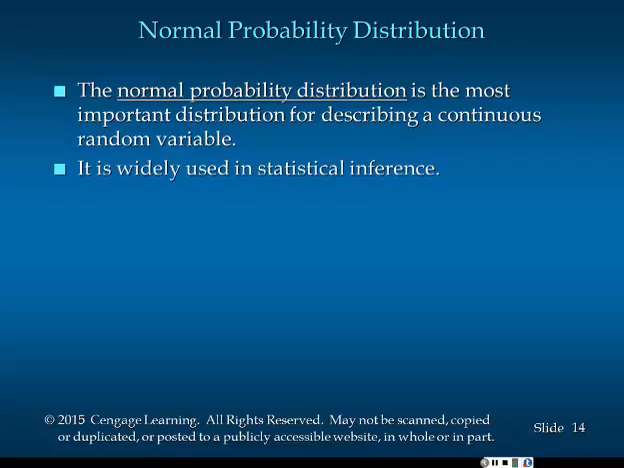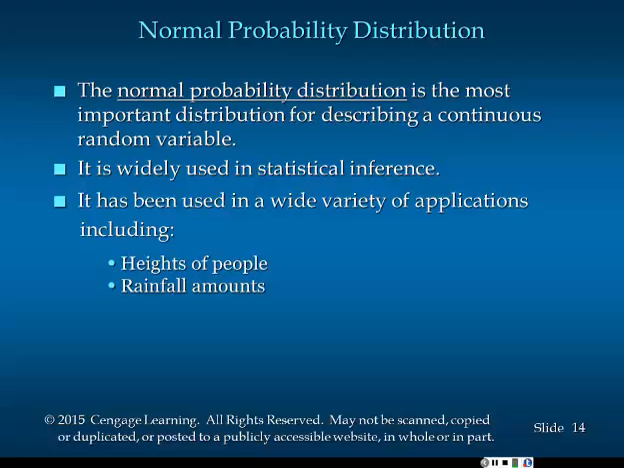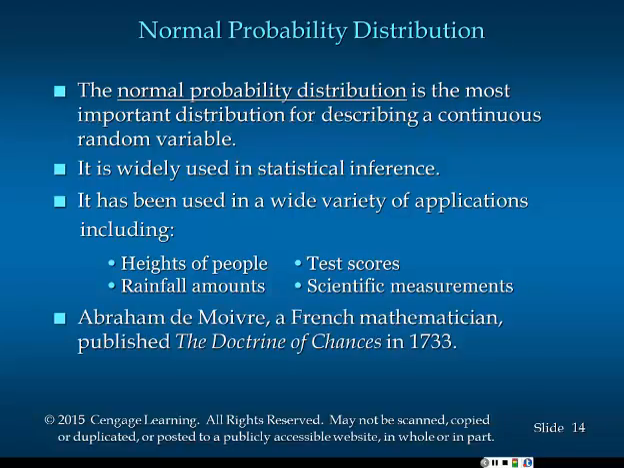Now, the normal distribution is that bell-shaped curve. It's widely used in statistics. It's been included in a lot of applications: the height of people, rainfall amounts, test scores, scientific measures. And it was made up by a French mathematician. What he did is he recognized that a lot of things in nature follow this bell curve.